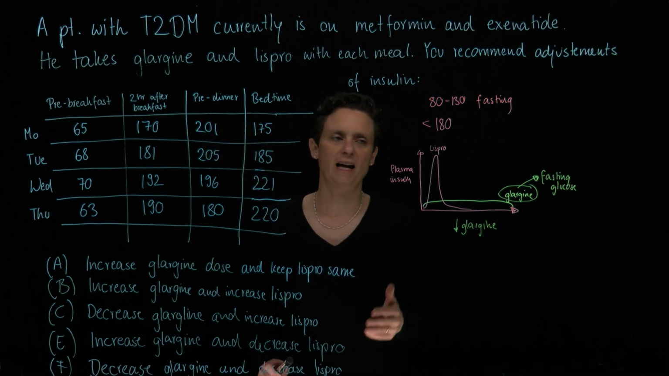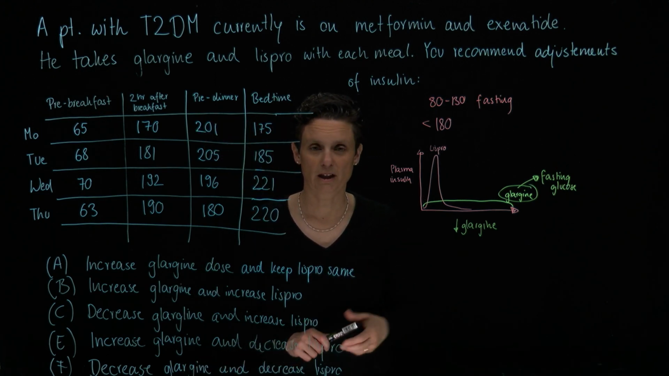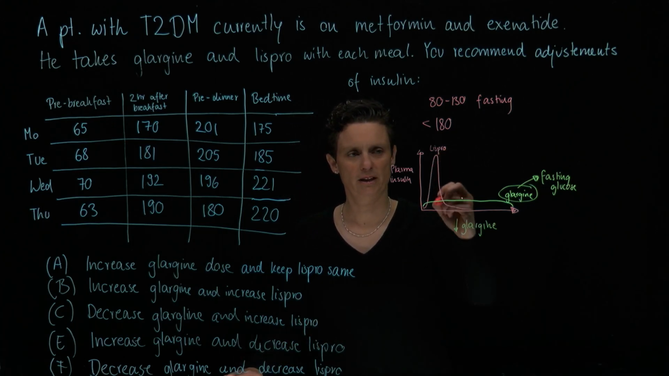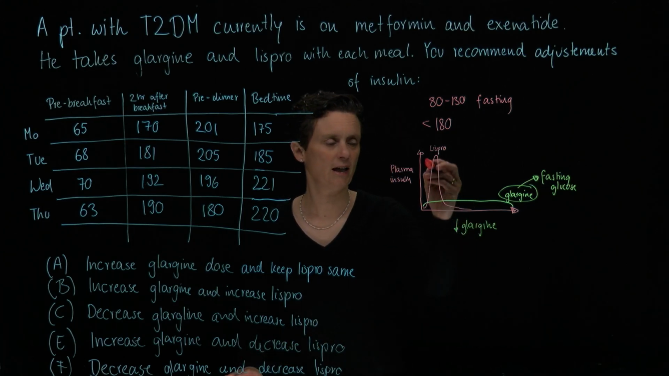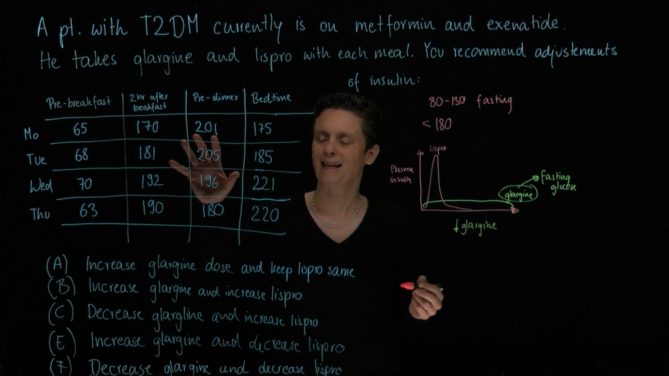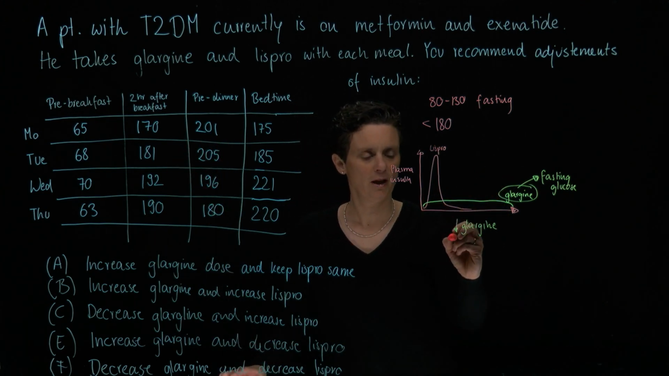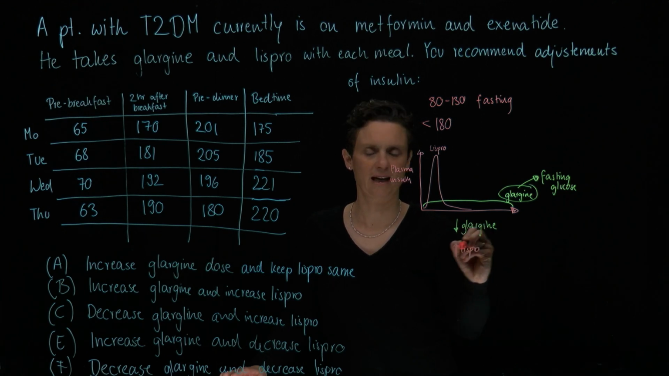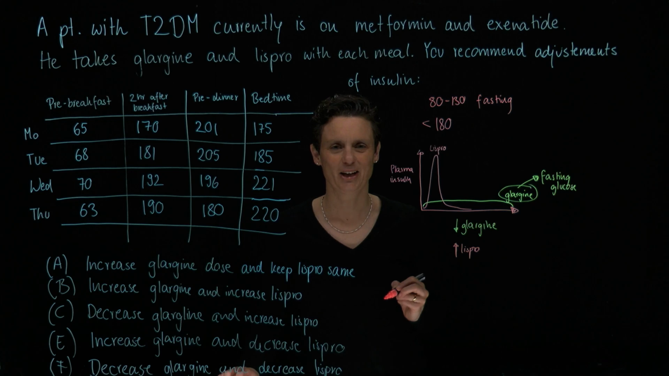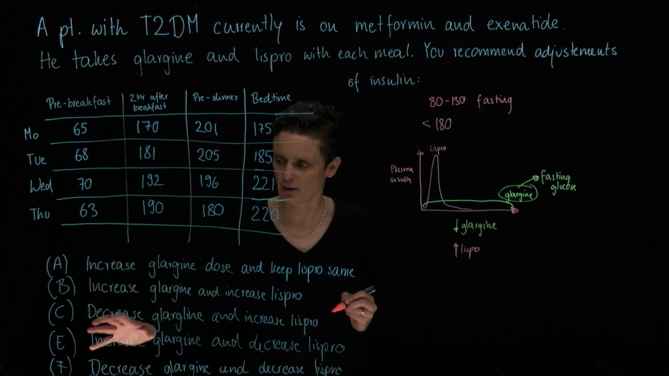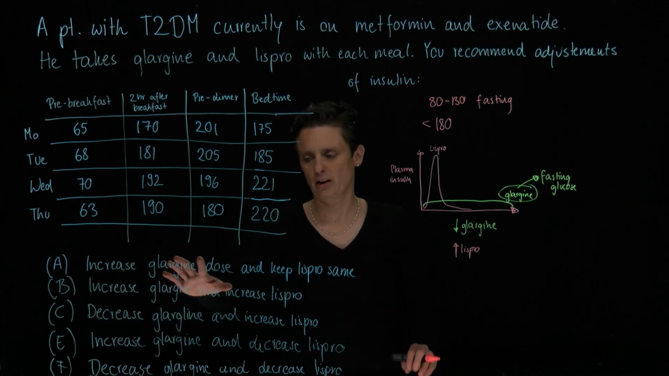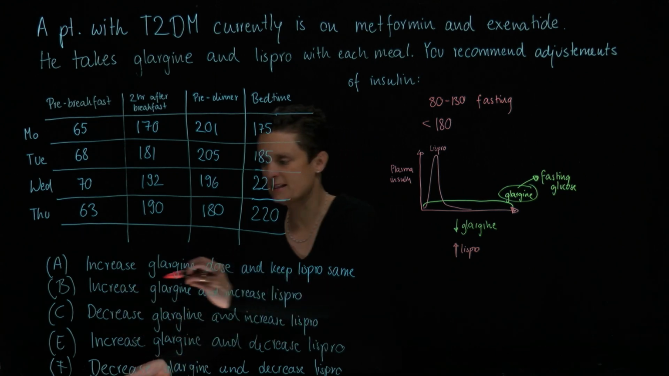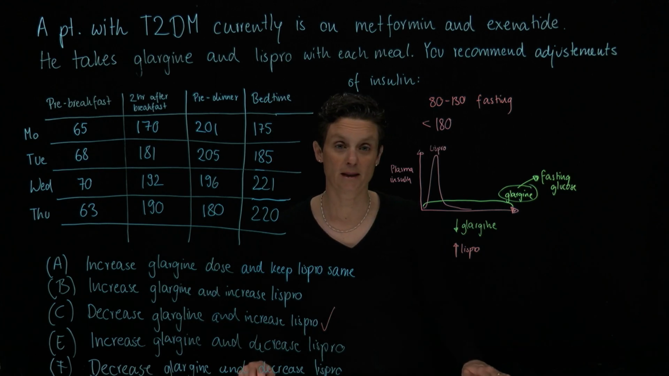Now, for all the others, our rapid and short-acting insulins are responsible, because we usually give something with each mealtime, breakfast, lunch, and dinner, and they're all pretty high. So what would we do? We would probably need to increase the lispro dose to counteract these high glucose readings. Increase glargine? No, definitely not. Decrease glargine and increase lispro, that's exactly what we discussed. So that will be the correct answer.